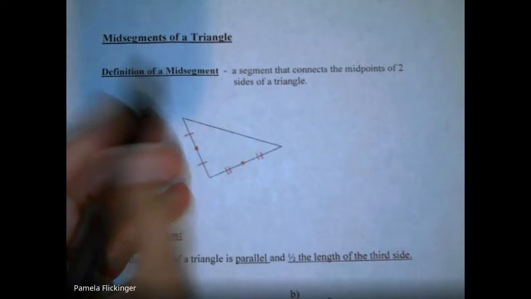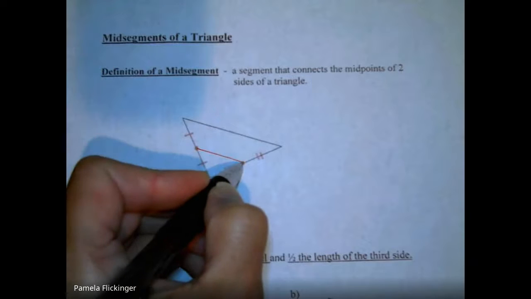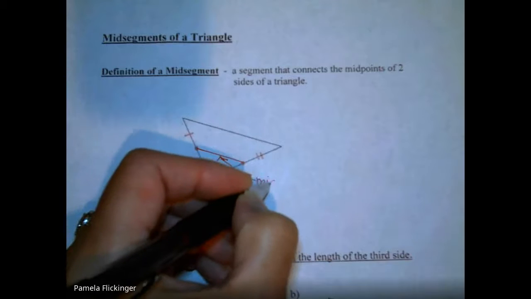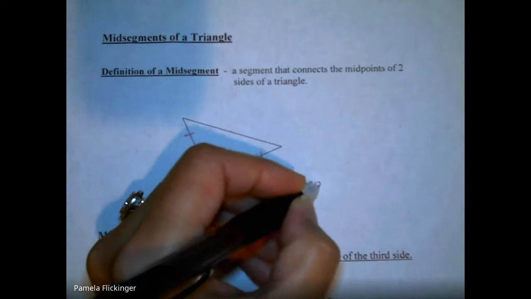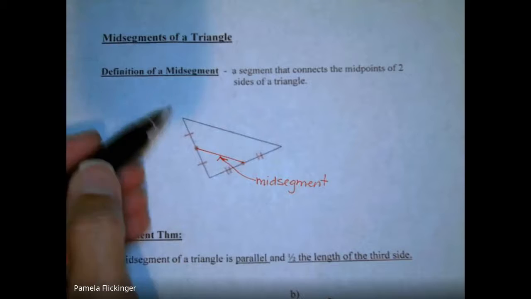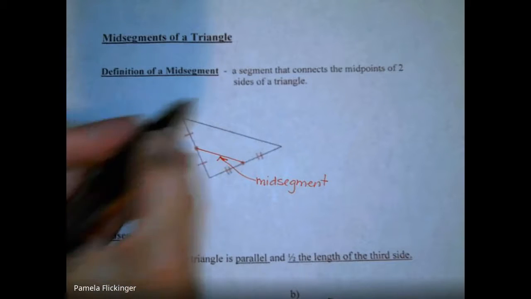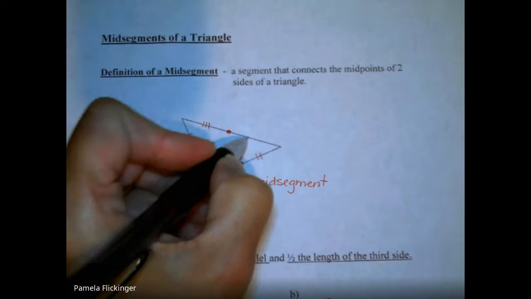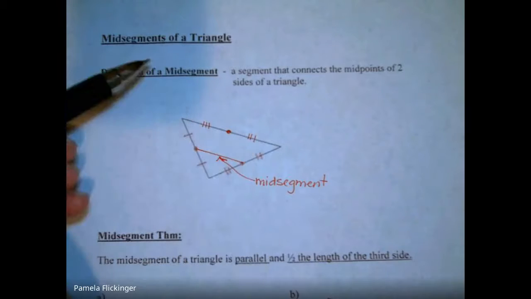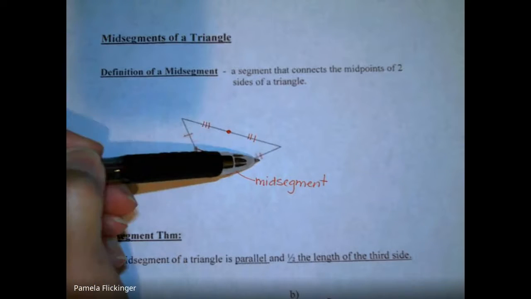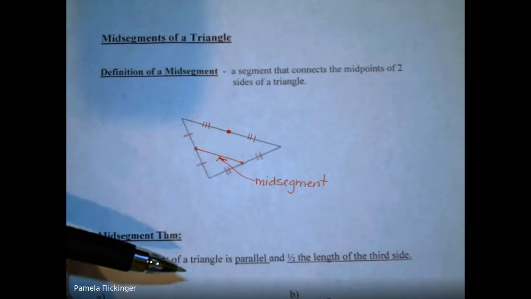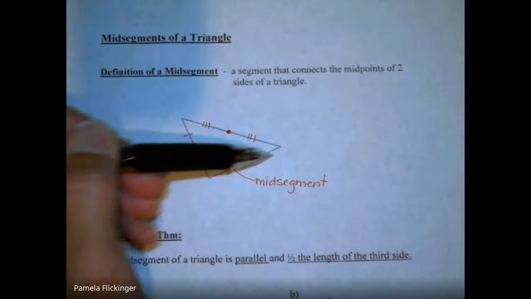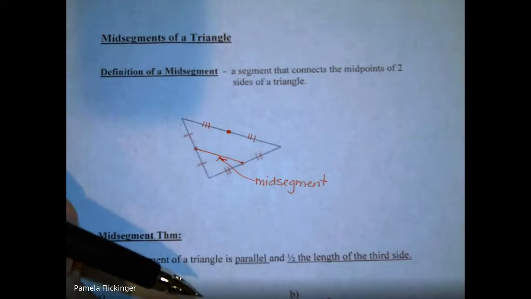If I connect those midpoints, this little segment right here is your midsegment. Now, there are three sides to a triangle. So if I were to find the third midpoint, and notice it's important I've got all these marked differently because I don't know that the three sides are congruent in length. So I can't assume that these smaller halves are all going to be equal length. So we mark them different.